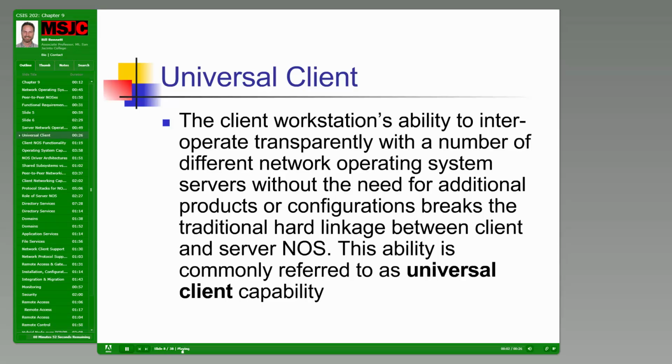So as we mentioned to you earlier, the client workstation's ability to interoperate transparently with a number of different network operating system servers, without having to have any additional products or configurations, breaks that traditional hard linkage between the client and the server network operating system. So that ability is commonly referred to as universal client capability.